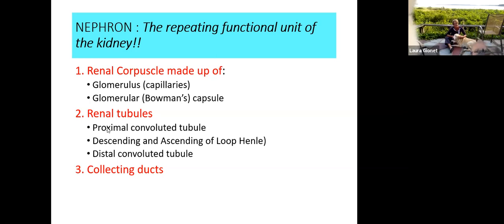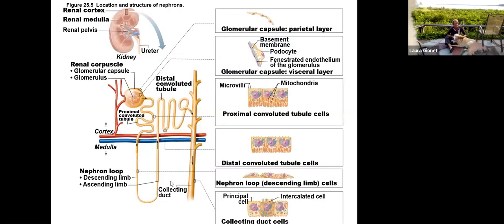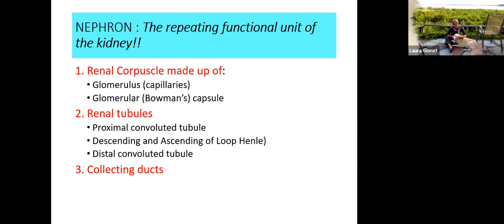Then from the renal corpuscle, we have the tubular system, which includes the proximal convoluted tubule, the descending and ascending loops of Henle, then the distal convoluted tubule, and then finally the collecting duct. That's formed when multiple distal convoluted tubules of different nephrons merge to form a collecting duct, and then multiple collecting ducts transport urine into the calyces, ultimately to the pelvis and on to the bladder.